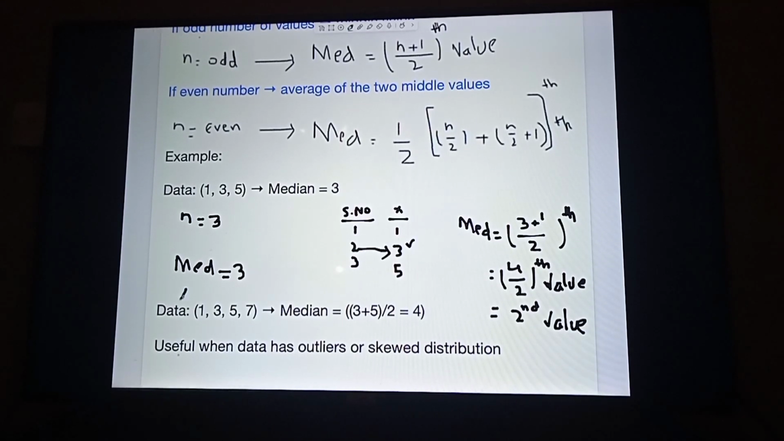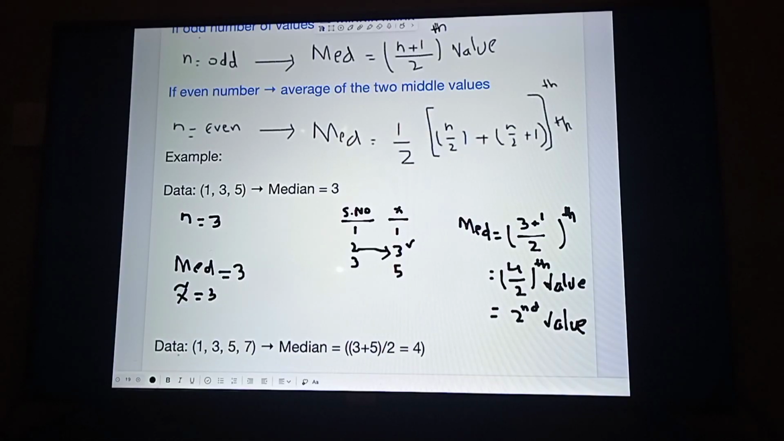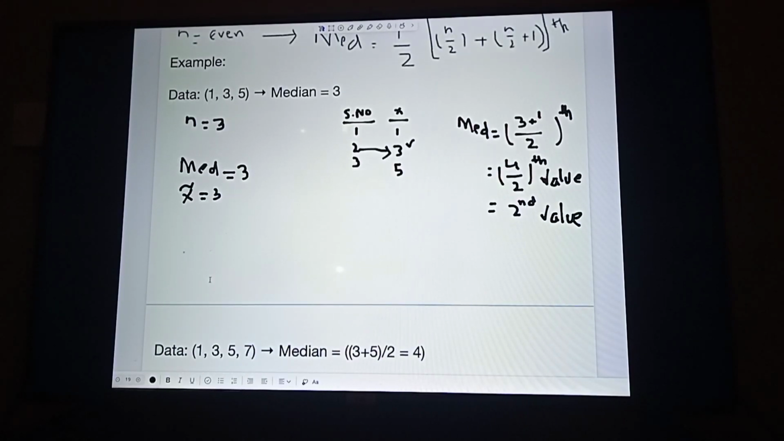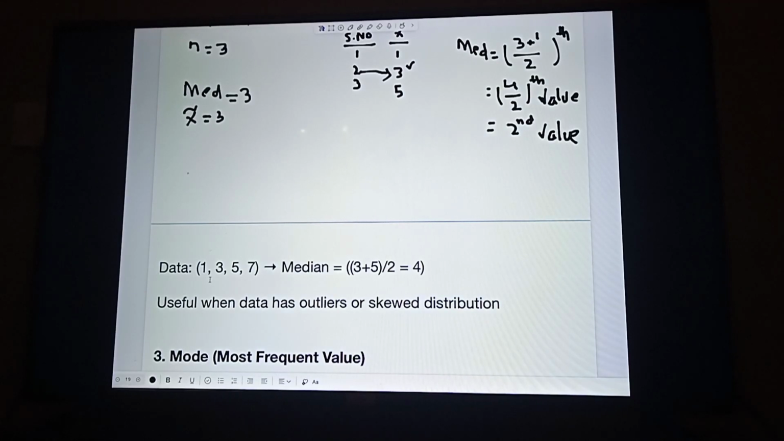Median can also be denoted with this symbol. This is equal to 3. So this was how to calculate median for odd observations. The next case is even observations. How to calculate when the number of observations is even.